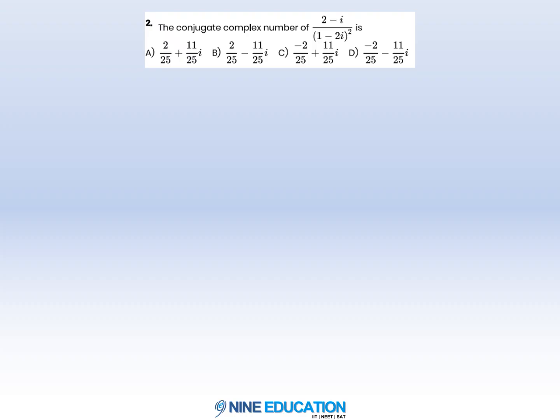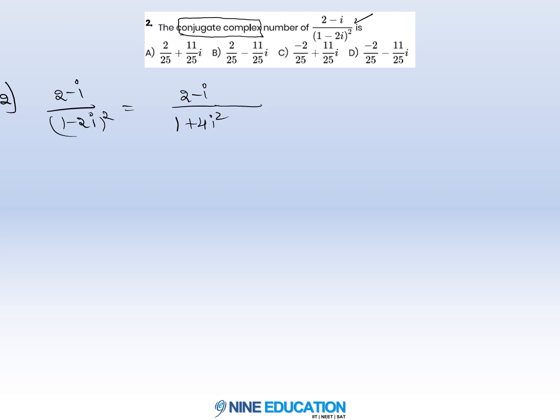Let's discuss question number 2. In the question, they're asking us to find the conjugate of this complex number. So don't forget they're asking for the conjugate. Let's simplify this division of complex numbers. The given number is 2 minus i by 1 minus 2i whole square. Expand the denominator, a square, which is 1 square, plus b square, which is 4i square, minus 2ab, so minus 2 into 1 into 2i, which is 4i.